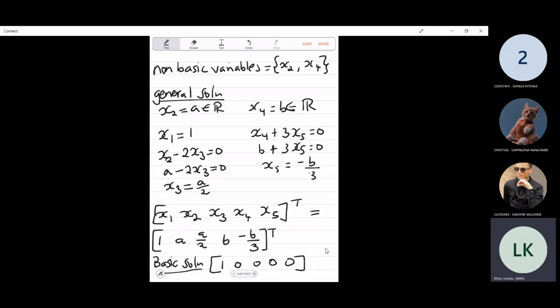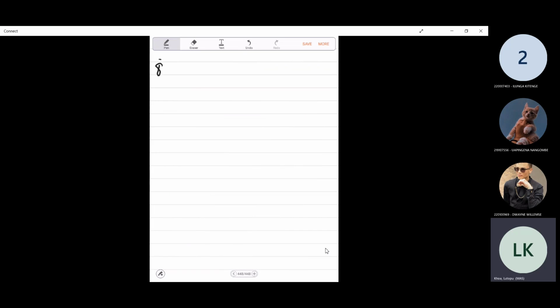Okay, then number 8. x plus y plus z is equal to 0. 6x plus 4y plus 4z is equal to 0. And then y plus 2z is equal to 0. So we have to work this out. We want the rank, the basis, and let me see, this is what I wanted to show.